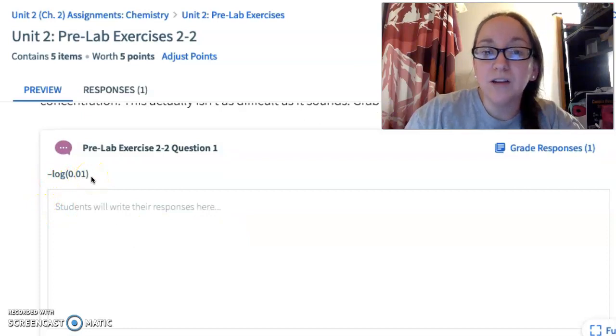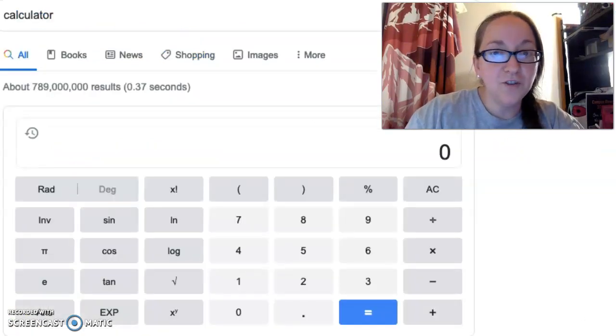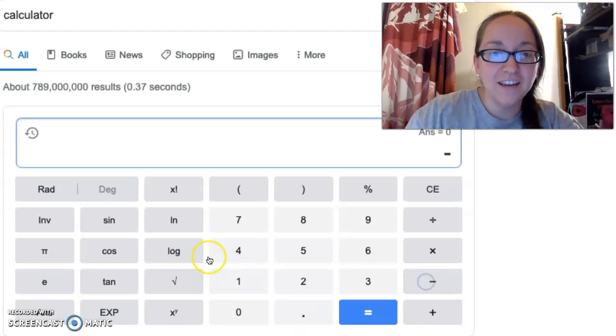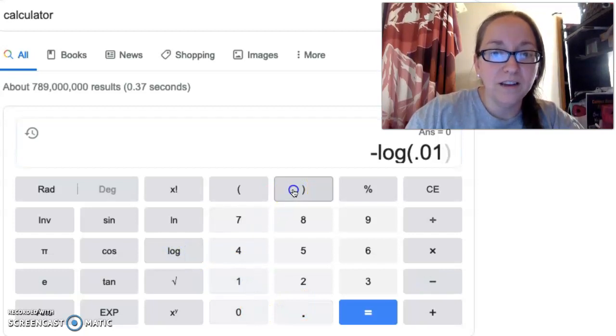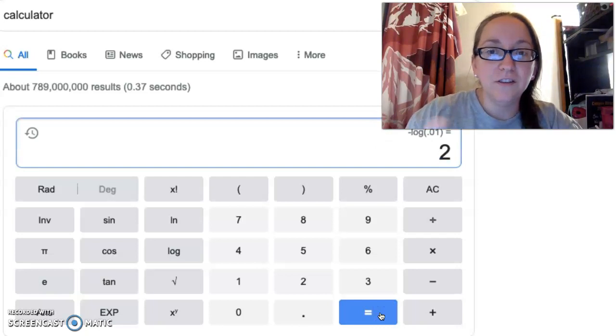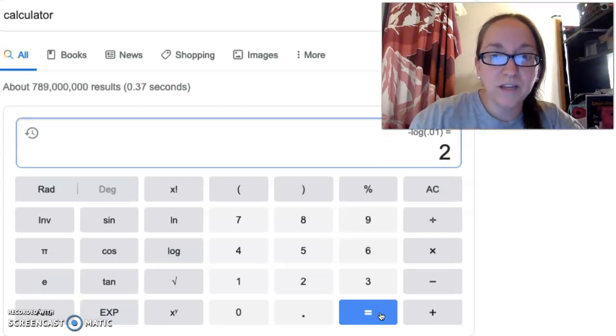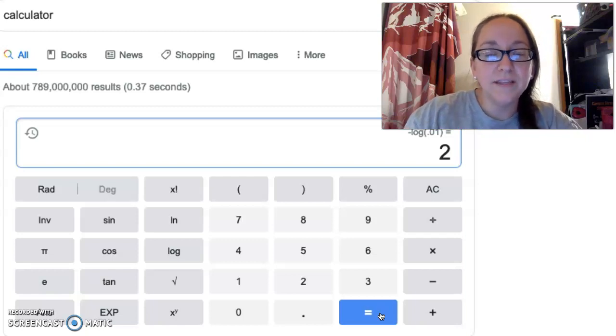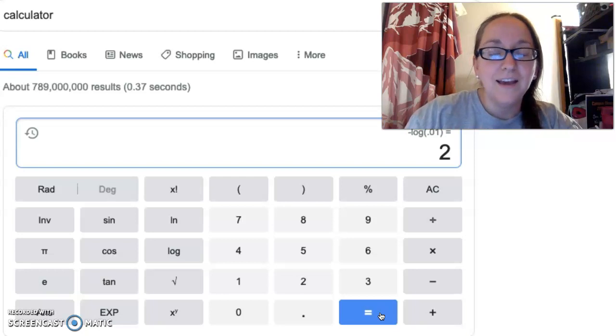You can grab a calculator and type that in just like it says, and it'll pop out a number. You can just Google calculator and use one right in Google. So here's negative, and there's log of 0.01. And you get an answer, the number 2. See how 0.01 is 2 decimal places. It's not all about the decimal place. It works that way because this is a 1. It's with powers of 10.